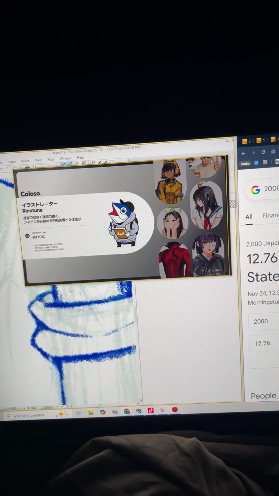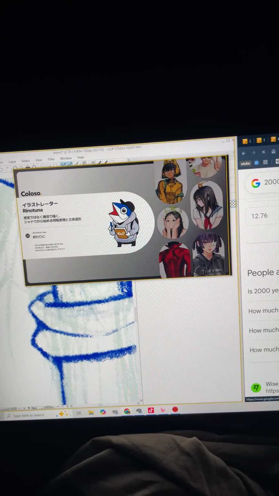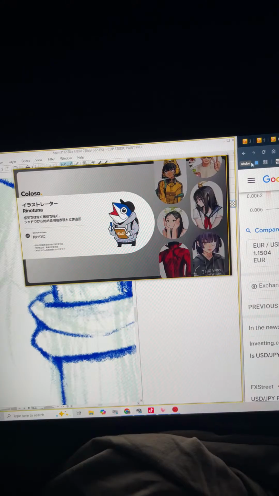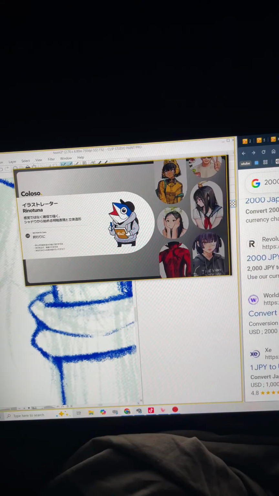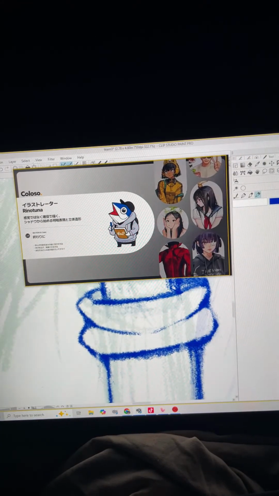Oh no, I'm lying. It's $12. My god, what? Is that right? 2,000 yen to USD. Yeah, I'm definitely getting that course. I'm gonna put that off. Okay.